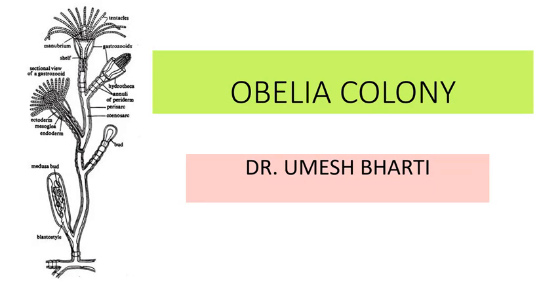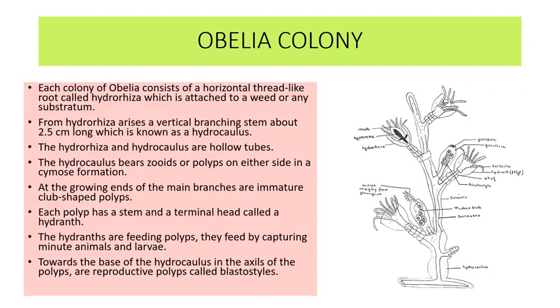It is an alien trait. The colony of Obelia consists of a horizontal thread-like root called hydrorhiza, which is attached to the weed or any substratum. From the hydrorhiza arise vertical branching stems known as hydrocaulis. Hydrorhiza and hydrocaulis are hollow tubes.